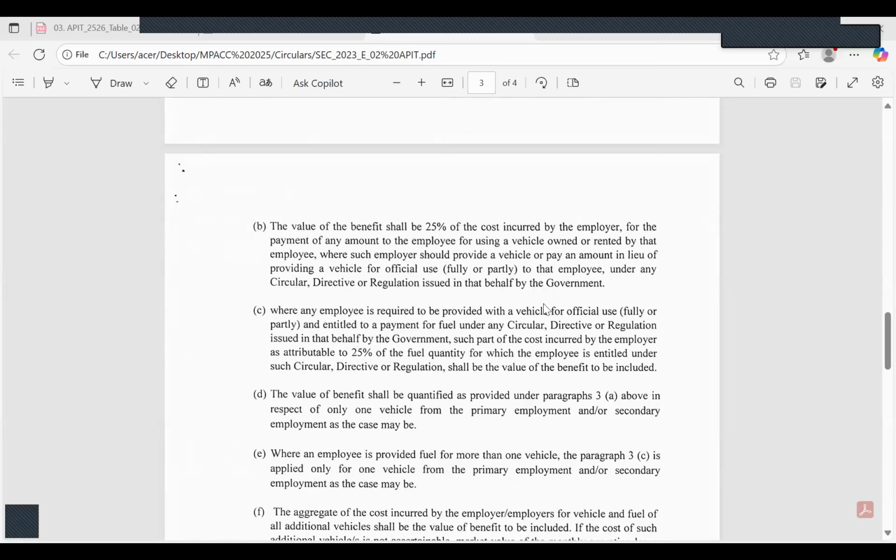That means for some government servants, the vehicle benefit is an entitlement. So they are entitled to the vehicle benefit. It is mentioned under a circular, directive or a regulation. If under this circular, directive or regulation a specific category is mentioned as entitled to the vehicle benefit, at that time, from that benefit, only 25% is considered for the employment income.